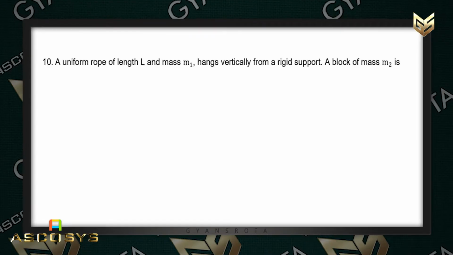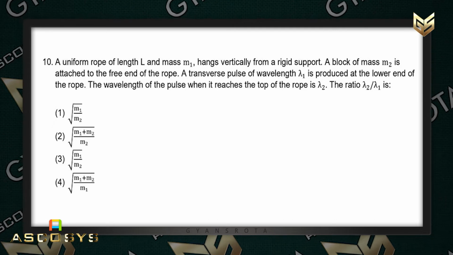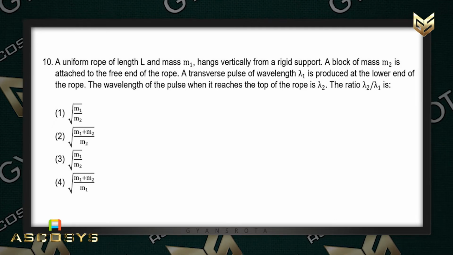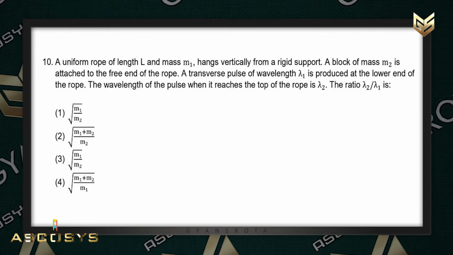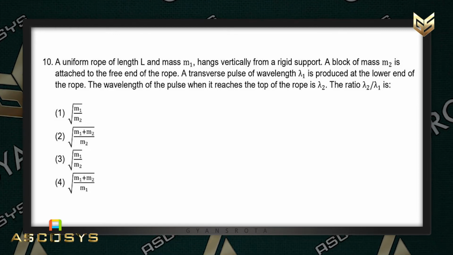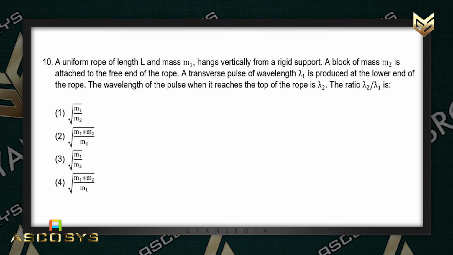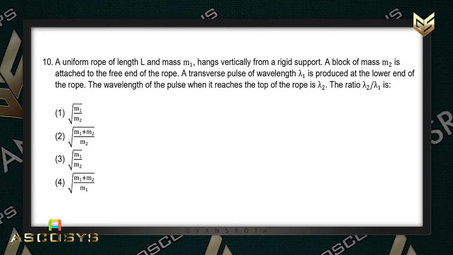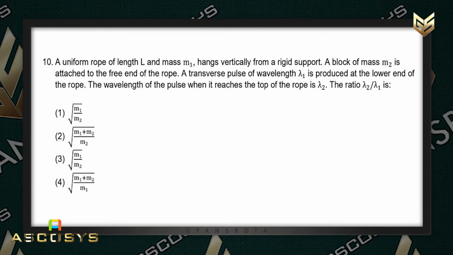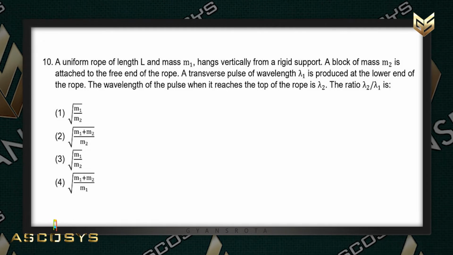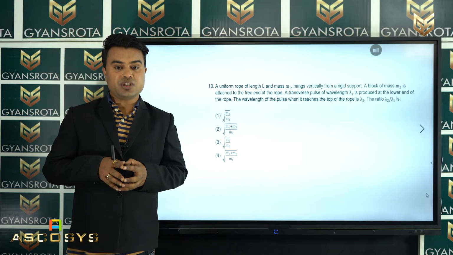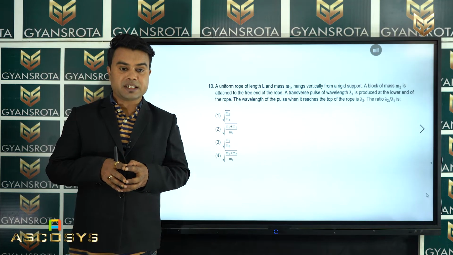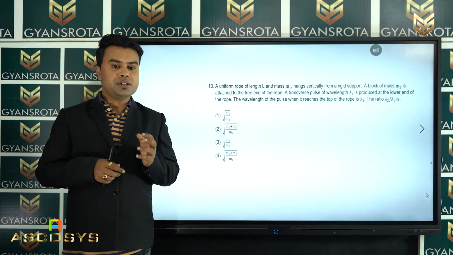Number 10. A uniform rope of length L and mass M hangs vertically from a rigid support. A block of mass M2 is attached to the free end of the rope. A transverse pulse of wavelength lambda 1 is produced at the lower end of the rope. The wavelength of the pulse when it reaches the top of the rope is lambda 2. The ratio lambda 2 by lambda 1 is given by option number 2.